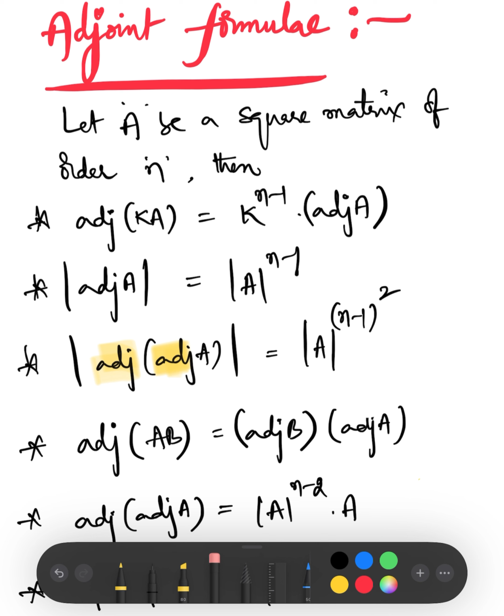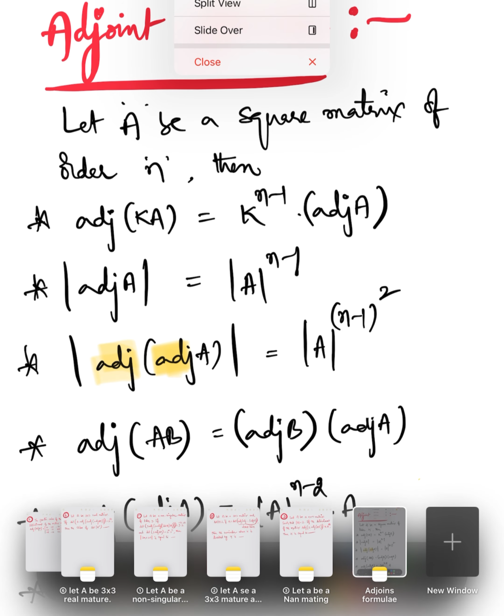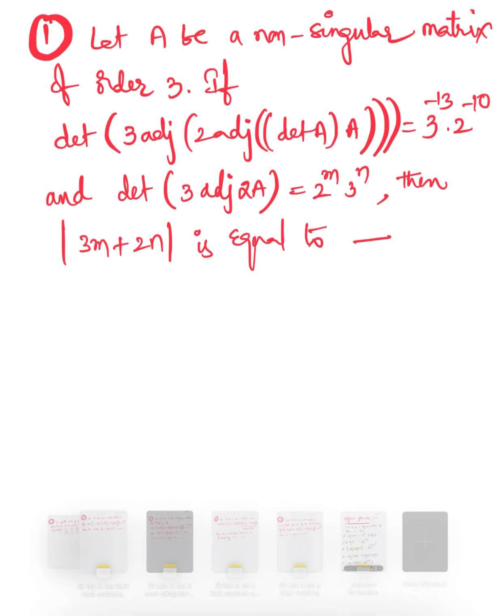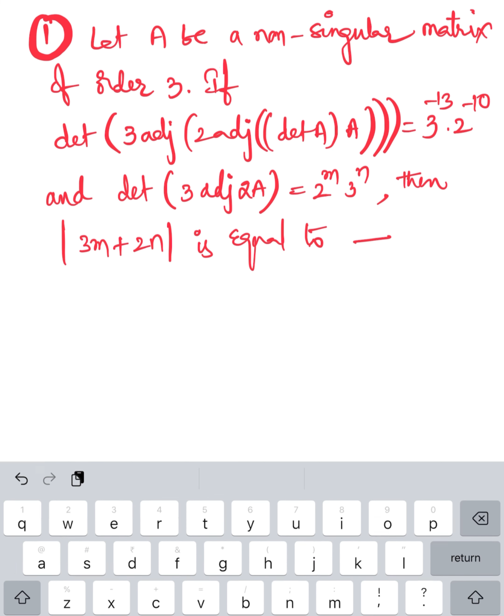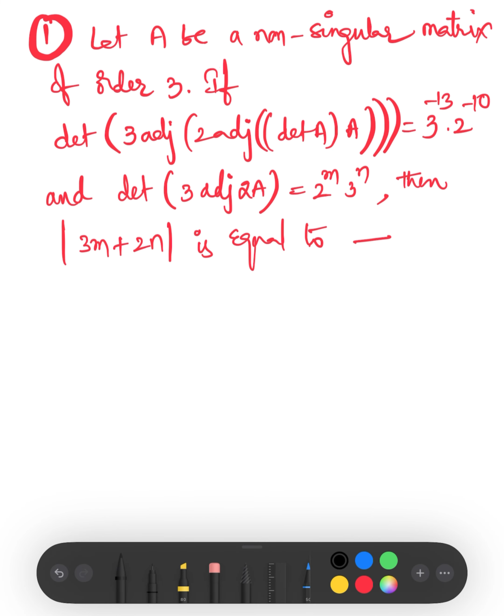Based on these properties, I will solve some questions which will help you a lot to understand the concept of adjoint. Now, coming to the first question. Here, let A be a non-singular matrix of order 3. That is very important. Clearly, what is being conveyed is that A is a square matrix of order 3, so clearly here n equal to 3, which is very very important.